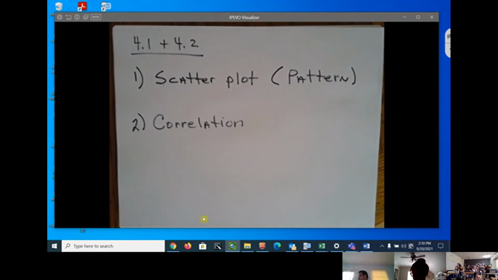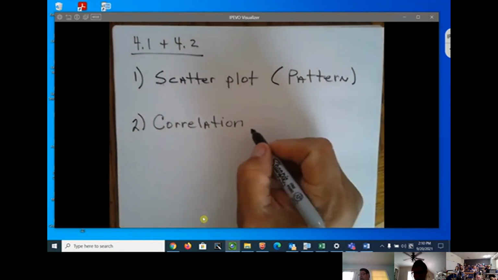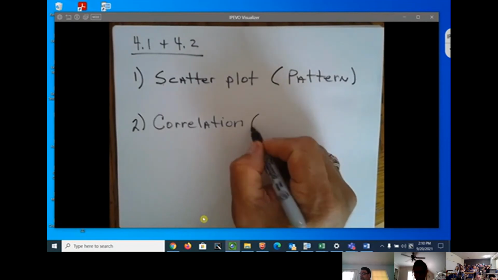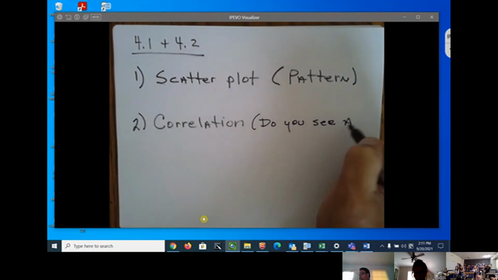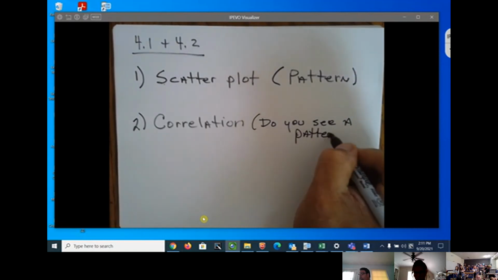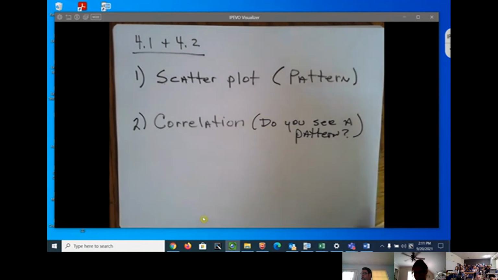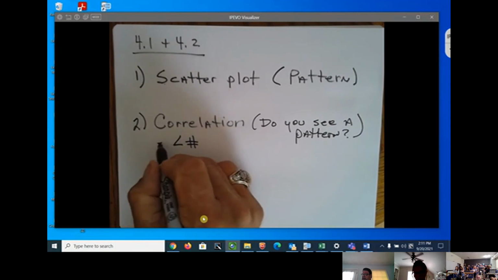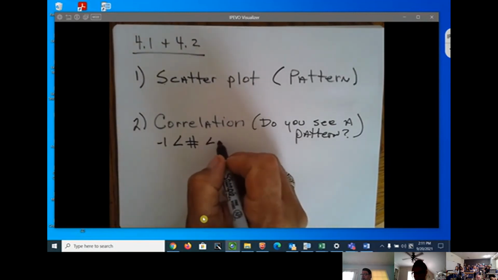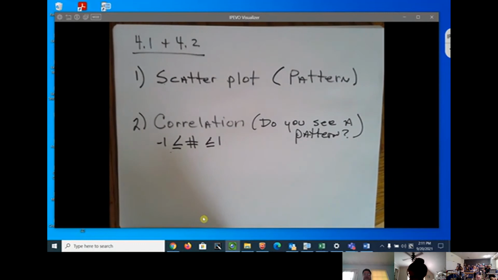Correlation is basically, do you see a pattern? Correlation is a number between -1 and +1. Is that a test question? Yes.